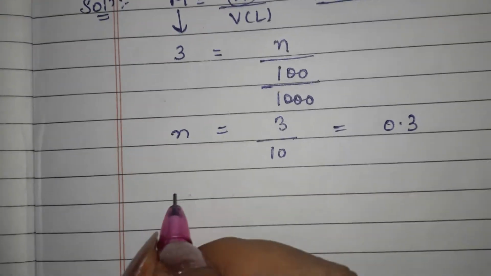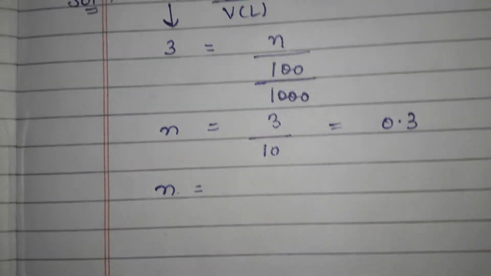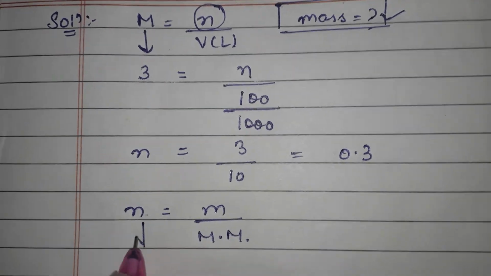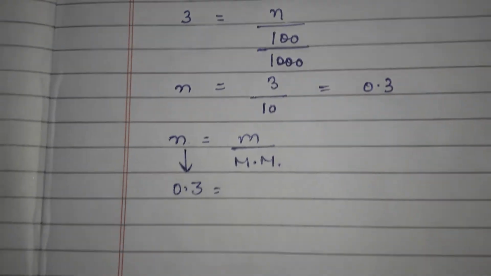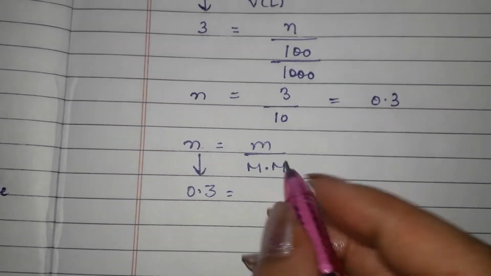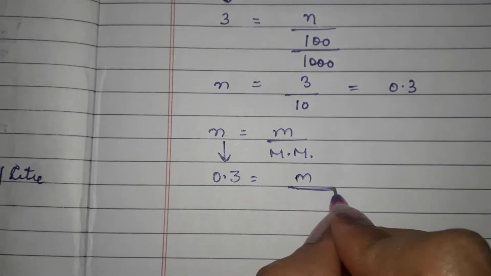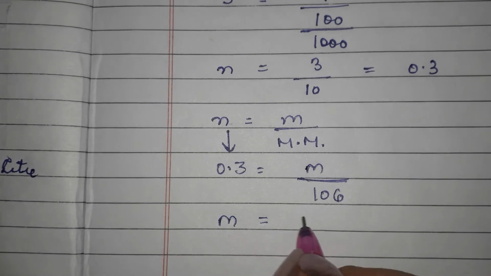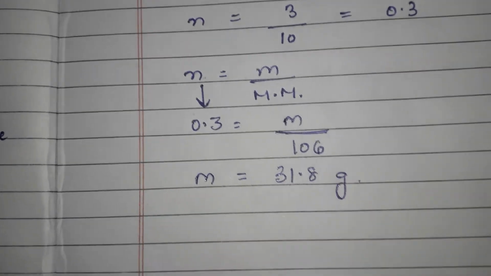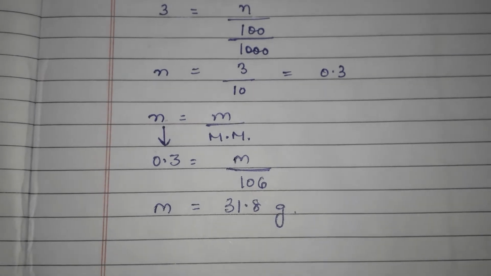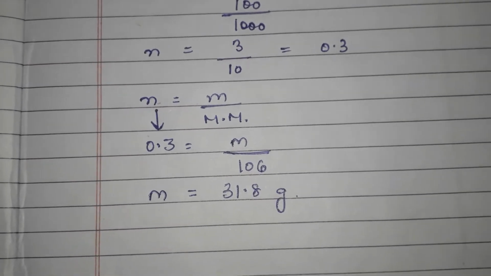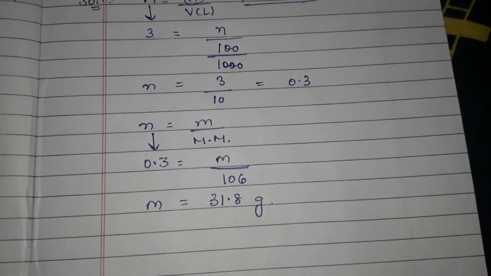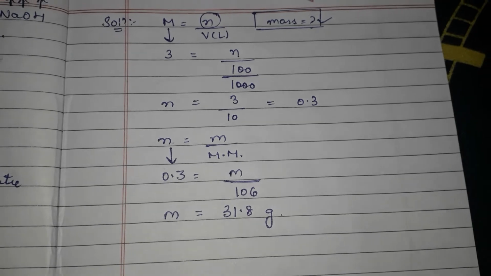Now to calculate this mass, we'll write the formula of number of moles, given mass upon molar mass. Number of moles comes out to be 0.3. Mass I have to calculate. Molar mass of sodium carbonate comes out to be 106. So mass here will be 31.8 gram. So this type of question can also be asked in the concept of molarity. Here the only twist is in the question, nothing else.